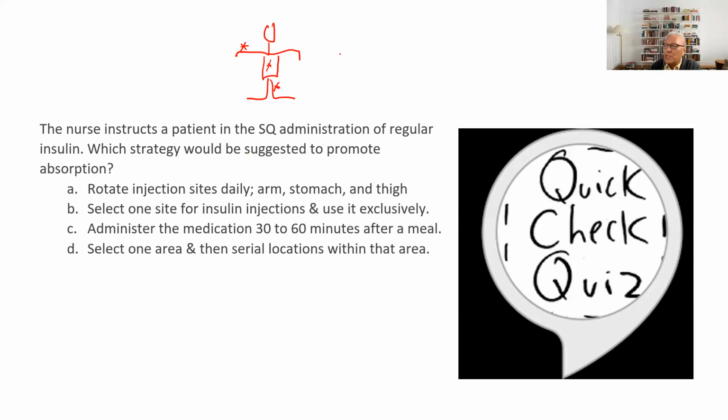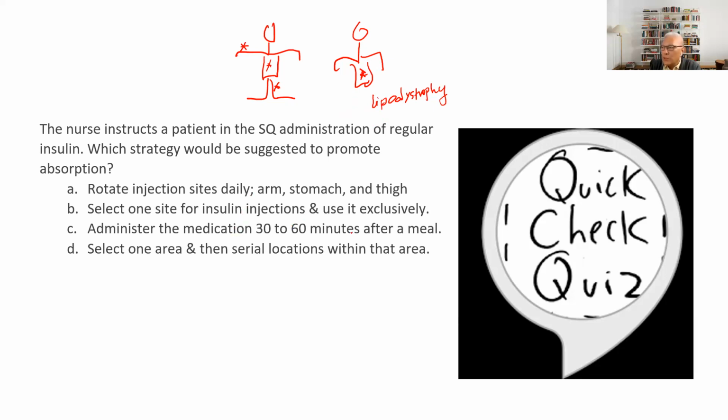How about if we select one site only? So if we exclusively use the abdomen, for example, all the time, what's going to happen is it will cause the thickening of the subcutaneous tissue, and that is what is known as lipodystrophy. So we would not want to do that because of the danger of thickening the subcutaneous tissue.